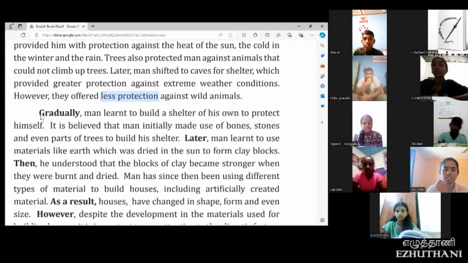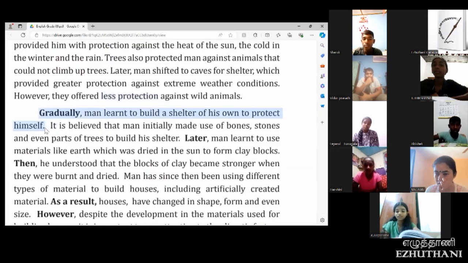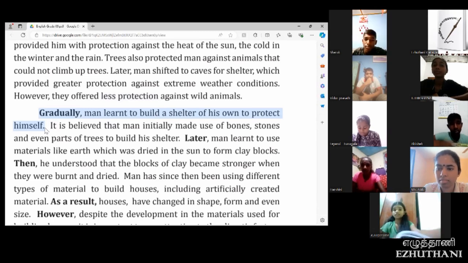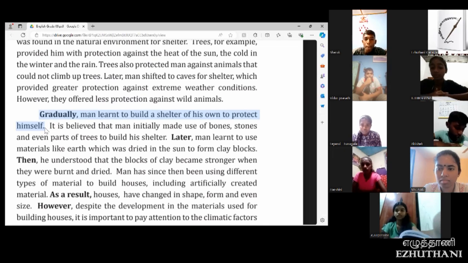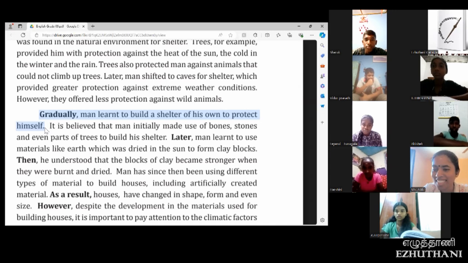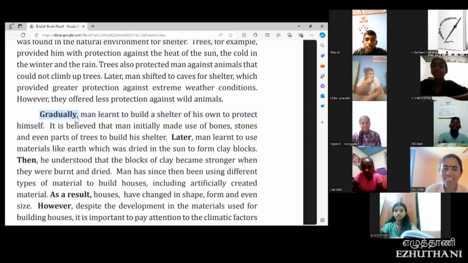Abhishek, can you read this sentence, please? Gradually, man learned to build a shelter of his own to protect himself. Very good. Okay. அர்த்தம் என்ன, Abhishek? I don't know, teacher. Okay. So, gradually, so through time, man learned to build. So they learned. You know what learned means, Abhishek? Learned?